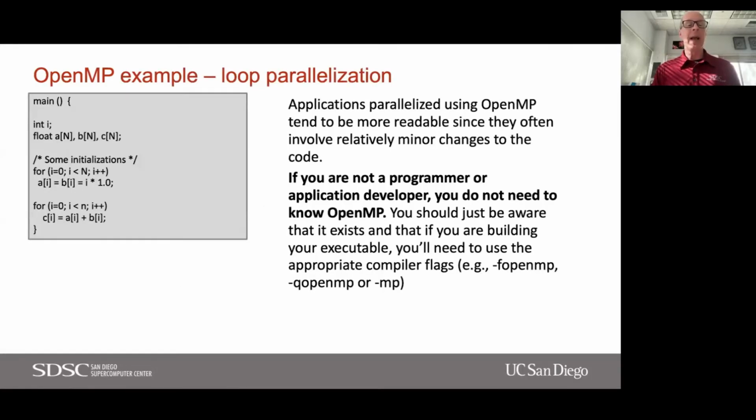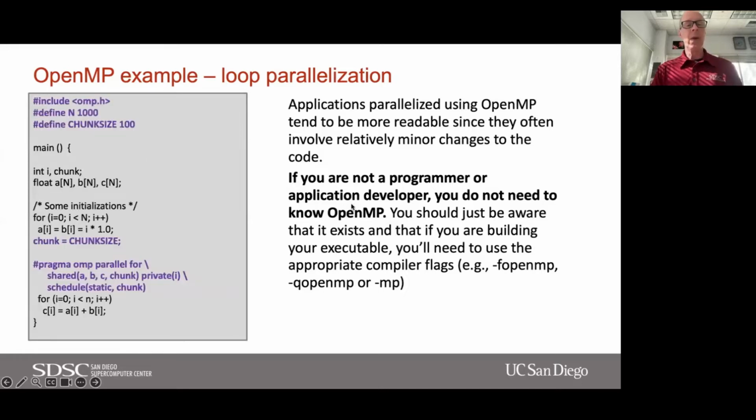And then to show an example, again, if you're not a programmer, feel free to daydream for the next minute. But if you've done a little bit of programming, we'll show an example here of how code is parallelized using OpenMP. Again, if you're not a programmer or developer, you don't need to know OpenMP. You just need to be aware that it exists. And that if you're building your own executable, if you're getting the code from somebody else and you're actually building it on your system, then you're going to have to use the appropriate compiler flags.